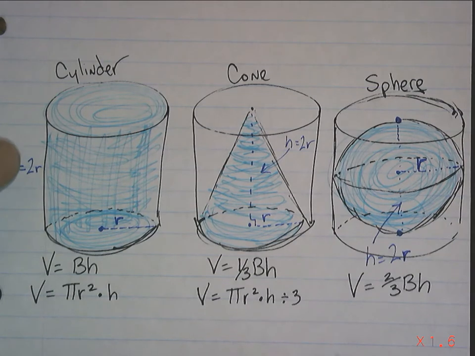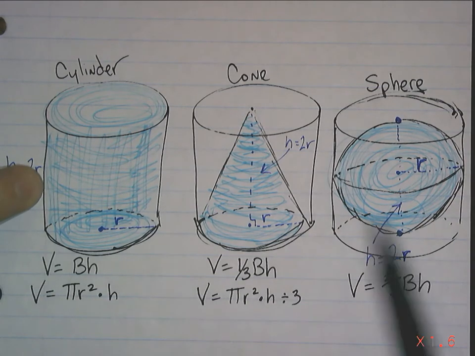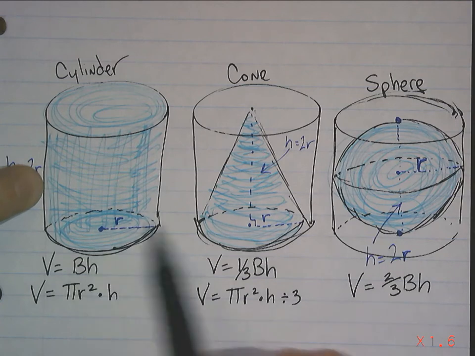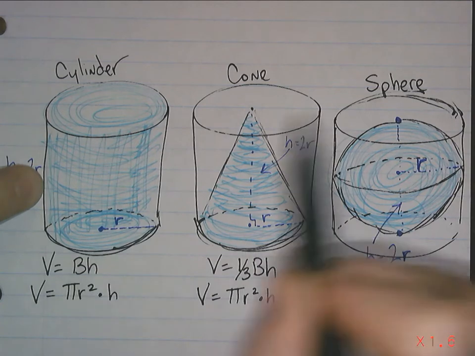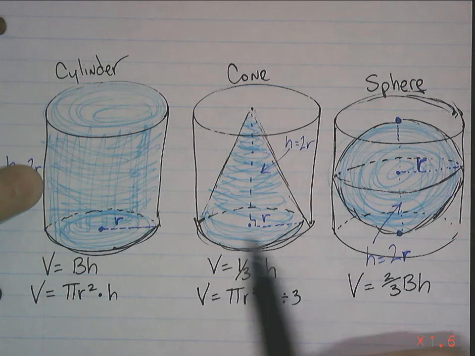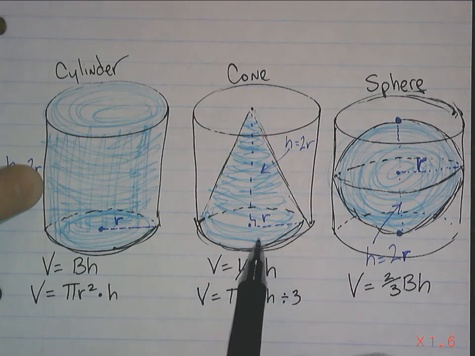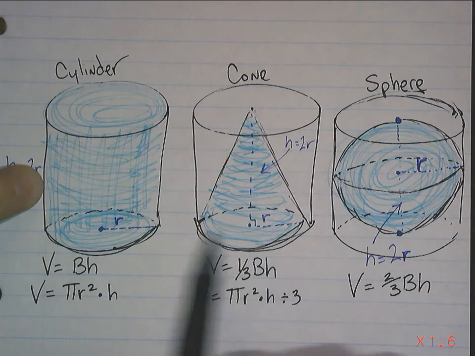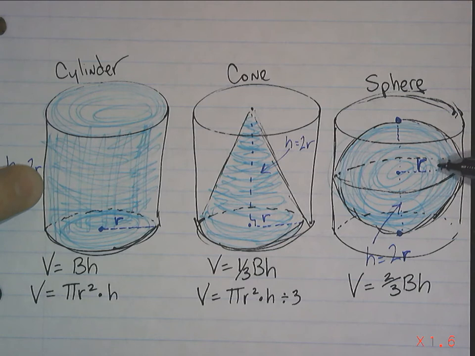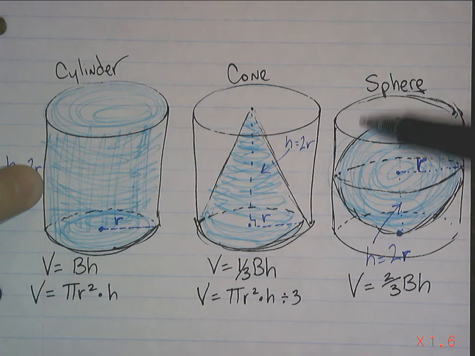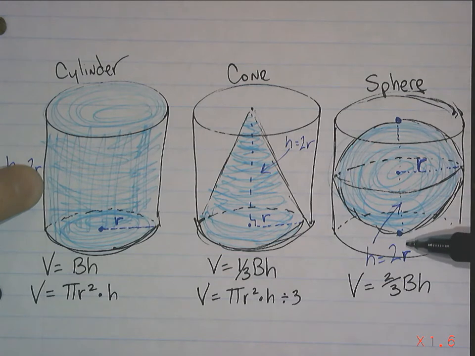I tried to create three similar cylinders, and I know they're a little wonky looking, but you can tell that the cone is smaller. It's 1/3 the size of a cylinder. Well, a sphere is going to be a little bit bigger than a cone. It's actually 2/3 of a cylinder, because the top of the sphere is going to touch the top of the cylinder here, and the bottom is going to touch the bottom.